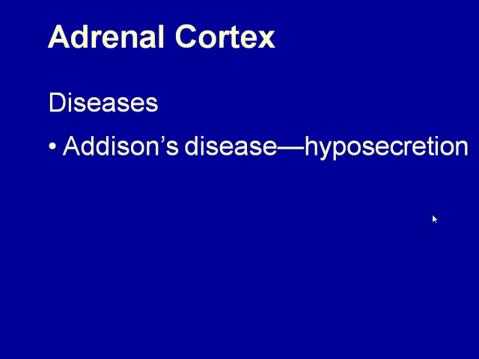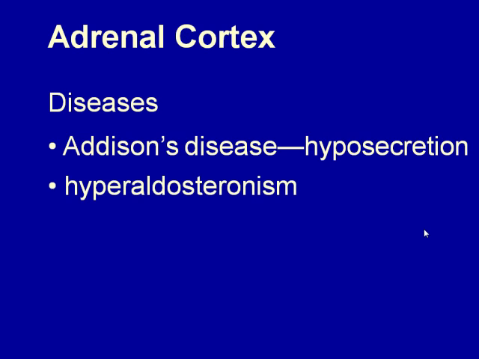President Kennedy had Addison's disease. It's sort of amazing that he lived to be 42 and get assassinated. Without constant medical intervention, he would have been dead much earlier.